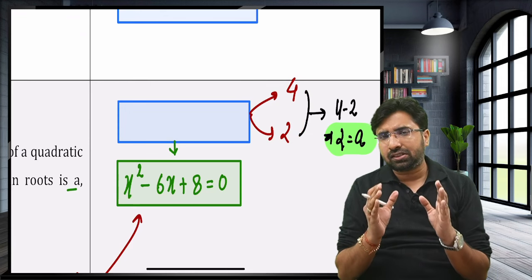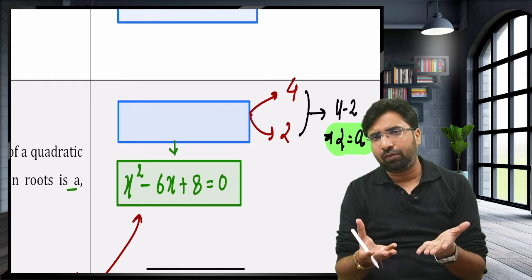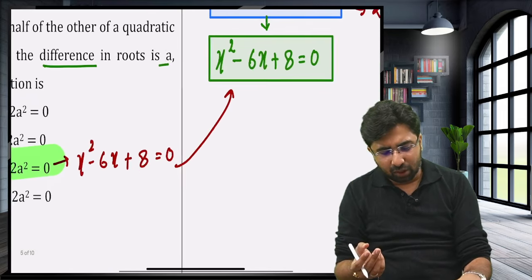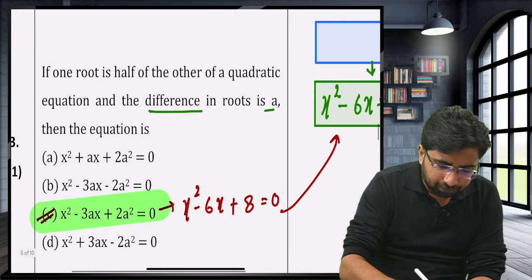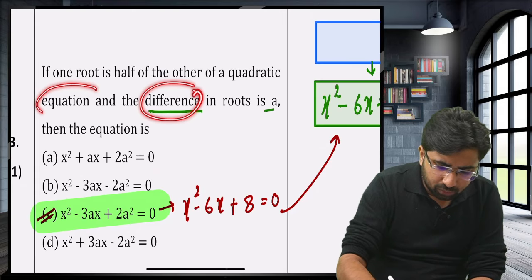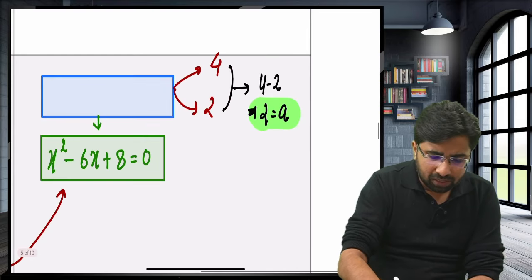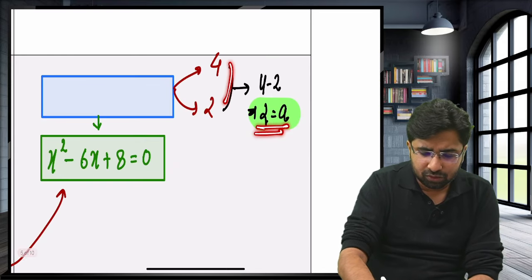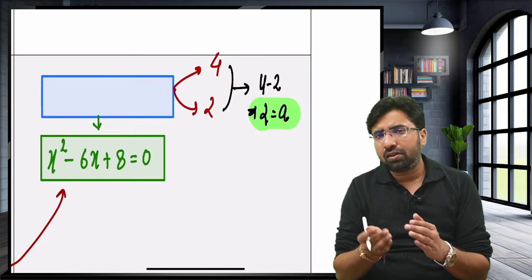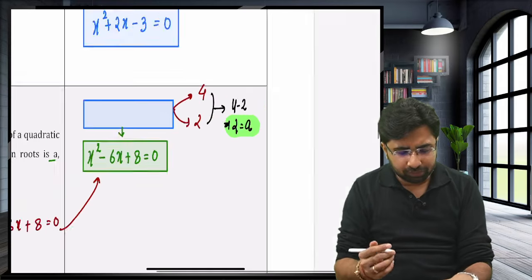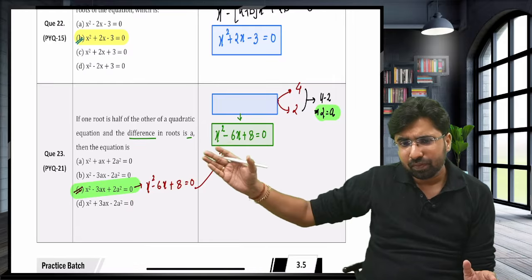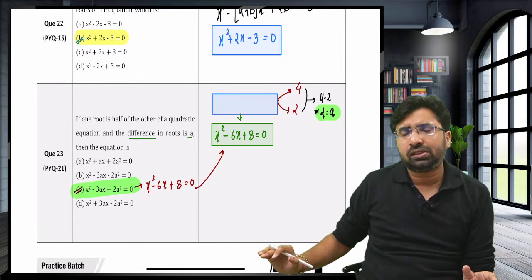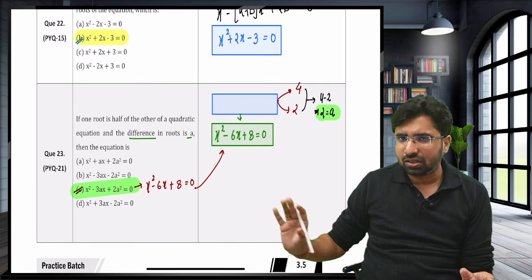I have successfully converted my answer in the form of a number. Now I will convert the options also into numbers. They are using a. What is a? The difference in the roots is a. So according to my roots, what is the difference? The difference is 2. So a is 2. I'll put the 2 in the given options. The option which will give me the same equation, that option will be correct. This kind of more questions are about to come. We'll discuss over there once again.